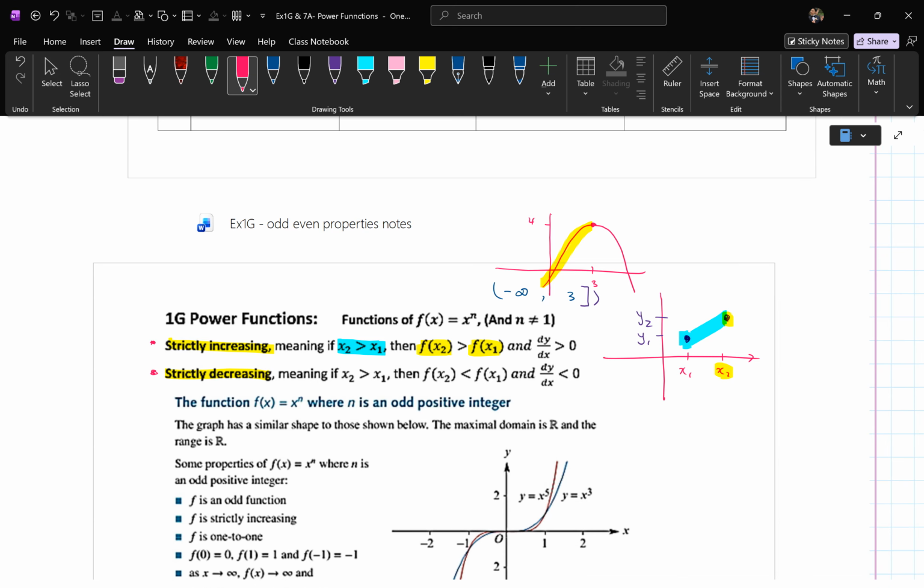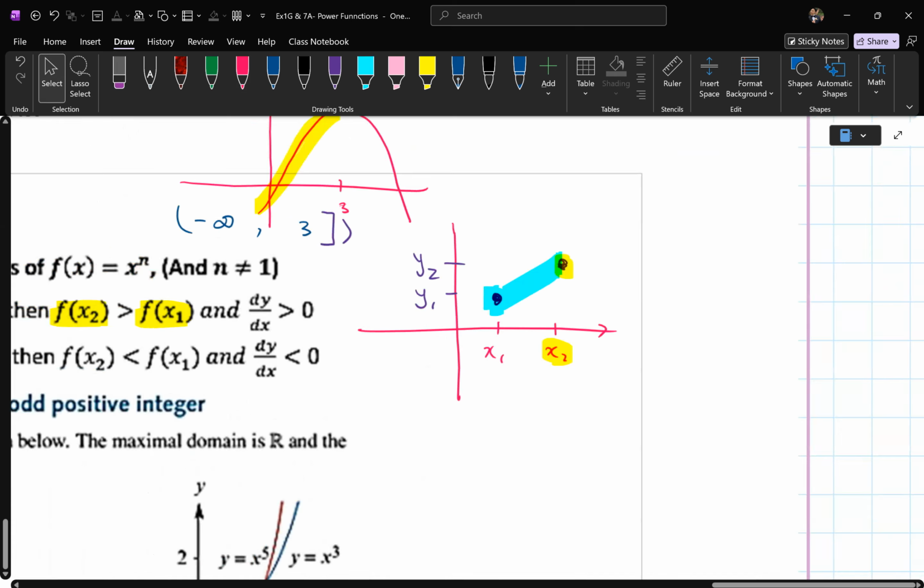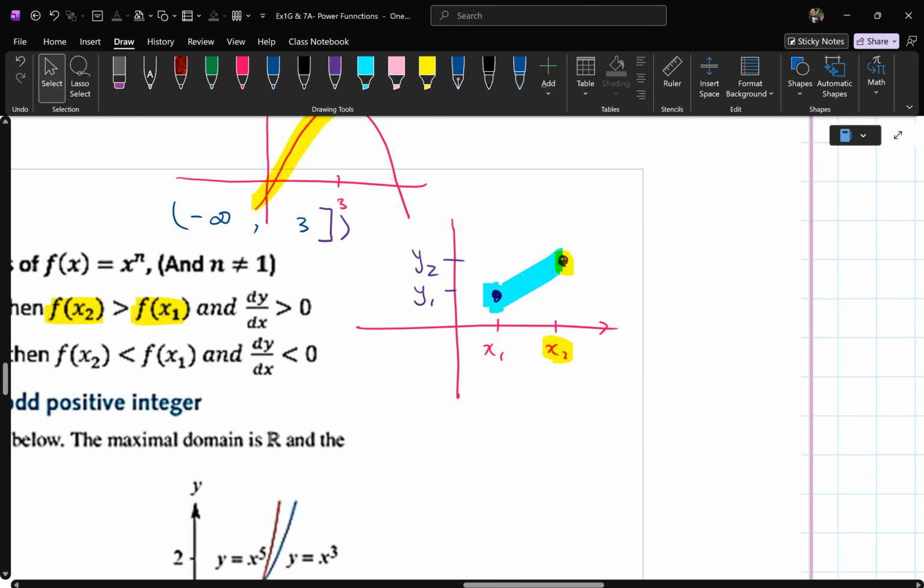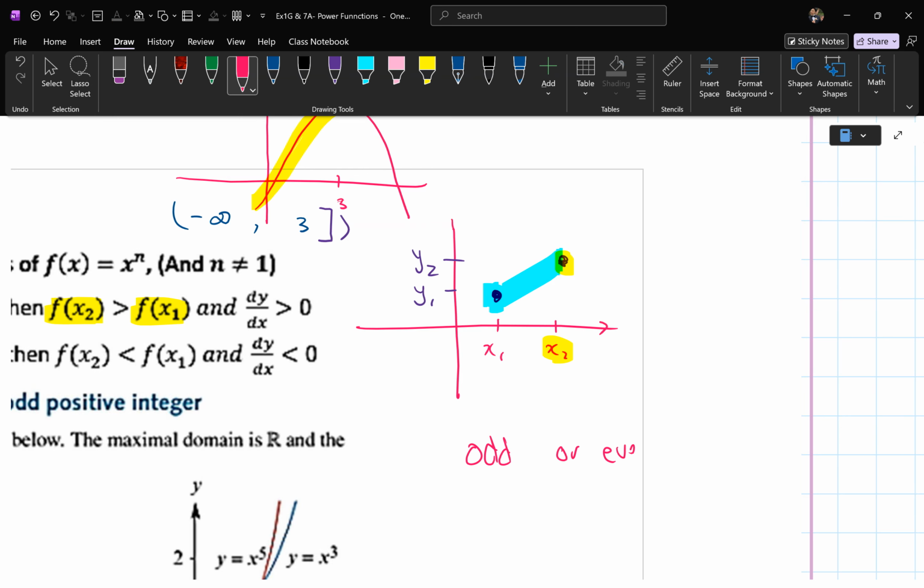Then there was a second part as I was going through your questions in your book, and I know it covers it again in chapter 7, but I just thought if you hadn't practiced it as well, sometimes they ask you, is it an odd or an even function or neither? And there's a definition for that. I'll write neither up here.